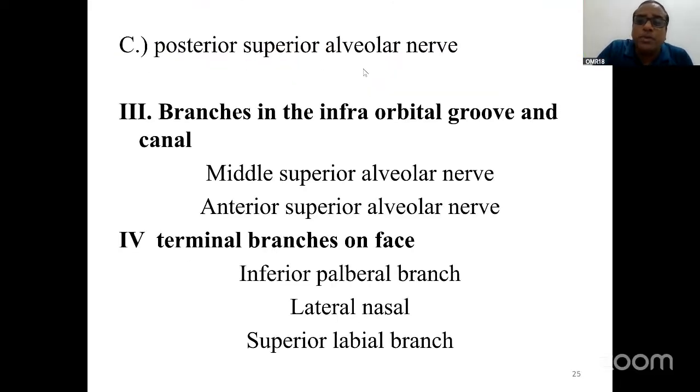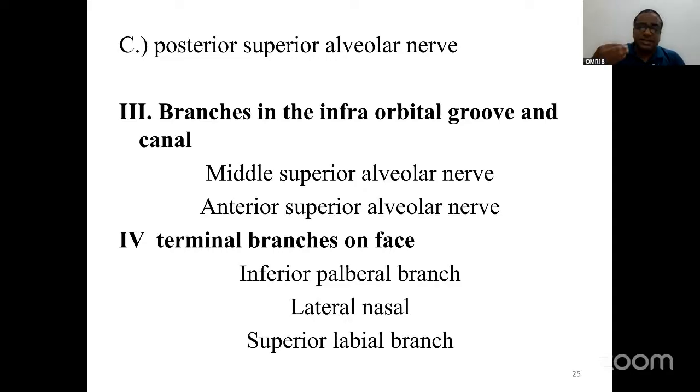This posterior superior alveolar nerve supplies your upper teeth. Your upper six, seven, eight. So whenever you want to extract the upper teeth, you have to give injections. Which nerve, which block will you give? Posterior superior alveolar nerve. When the anesthesia is given, the tooth gets blocked, which is supplemented by greater palatine, and then you can extract the tooth.